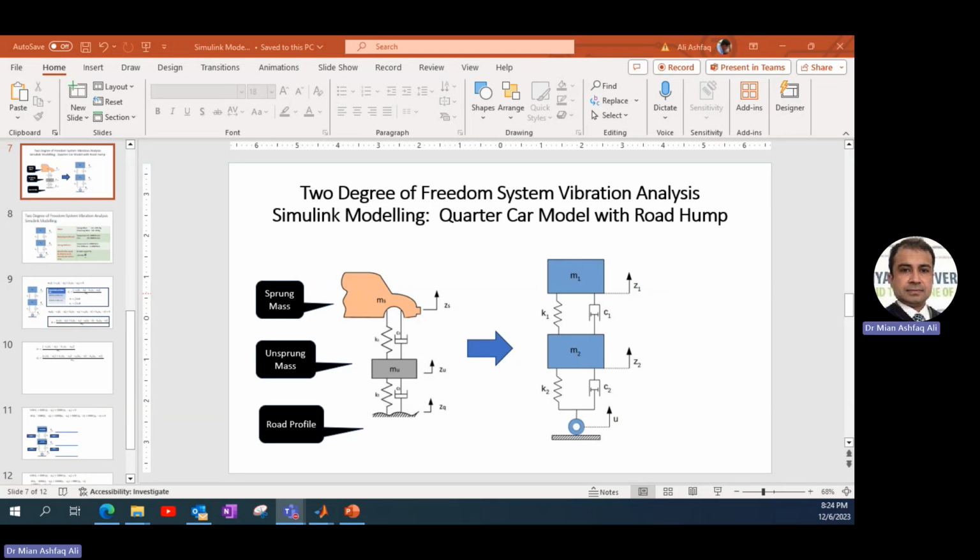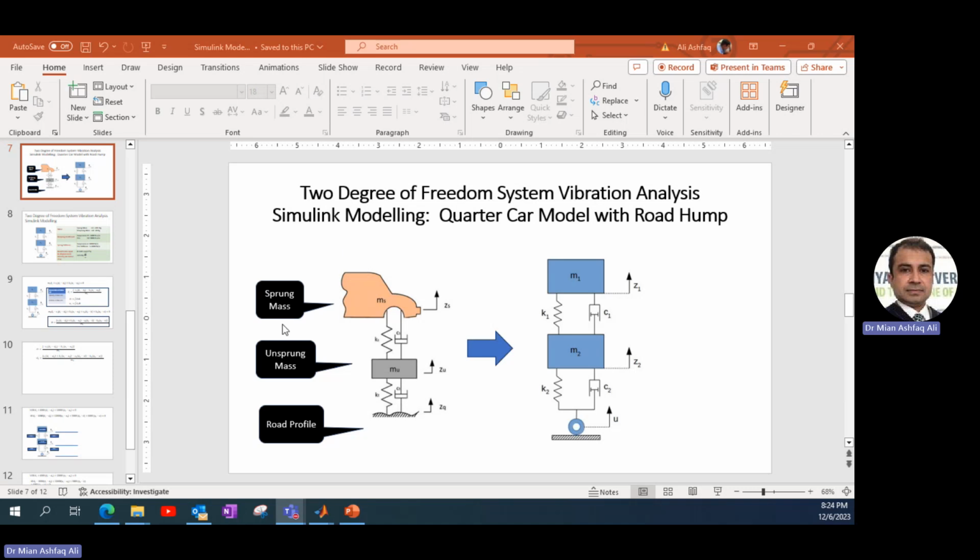Today we are going to study the 2 degree of freedom vibration analysis for the quarter car model. As you can see here, we have a quarter car model in which we see the quarter mass of the car, and then we have the unsprung mass, which represents the mass of the wheel, and this is getting the excitation in the form of the road profile from the bottom.